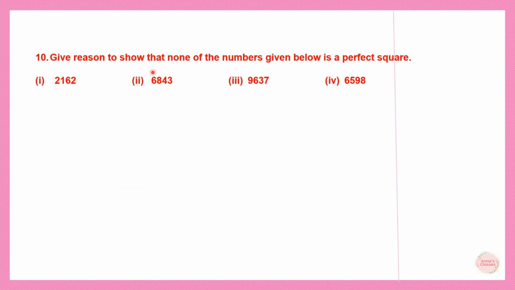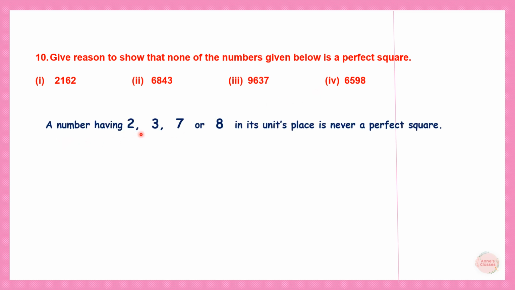Next one, give reason to show that none of the numbers given below is a perfect square. So 4 numbers are given here, none of them are perfect squares. What is the reason? A number having 2, 3, 7 or 8 in its units place is never a perfect square. These numbers have 2, 3, 7 and 8 in their units place. That's why they are not perfect squares, because if they were perfect squares, they shouldn't have these numbers in their units place. That is the reason.